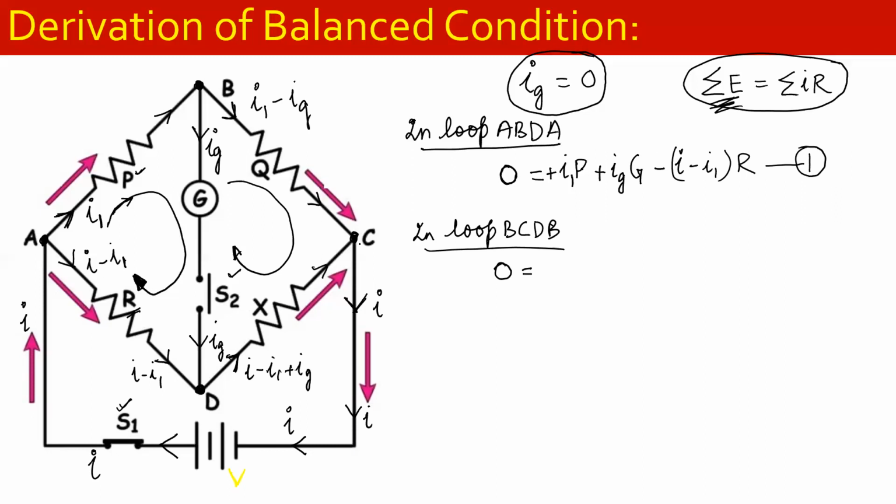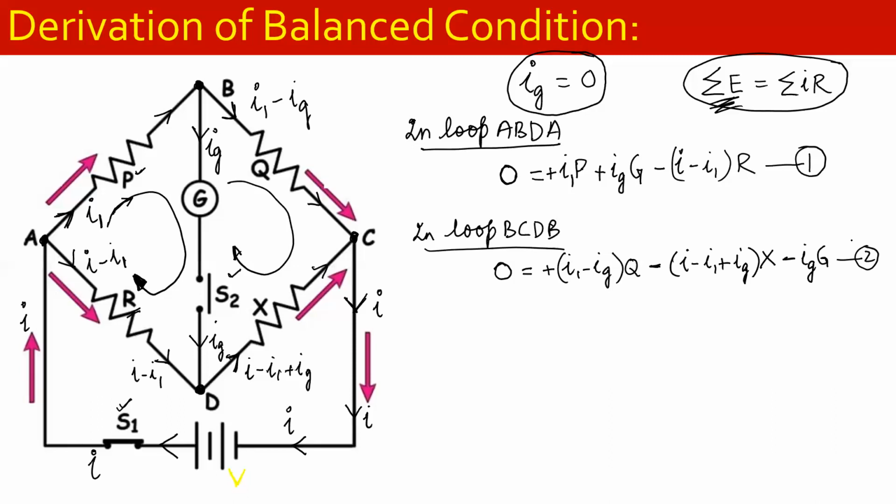This will be equal to, in branch BC, the direction of current is same as the direction of assumed loop, so the potential difference will be taken as positive, that is I1 minus Ig into Q. In CD branch, the direction of assumed loop and the direction through KCL is exactly opposite, so it will be taken as negative, and the current flowing through X is I minus I1 plus Ig, so minus I minus I1 plus Ig into X. Now while reaching the galvanometer, we can see again the direction of KCL and the assumed loop is opposite, so again we have to take the potential difference across G as negative, and it will be minus IgG. This is relation number 2.